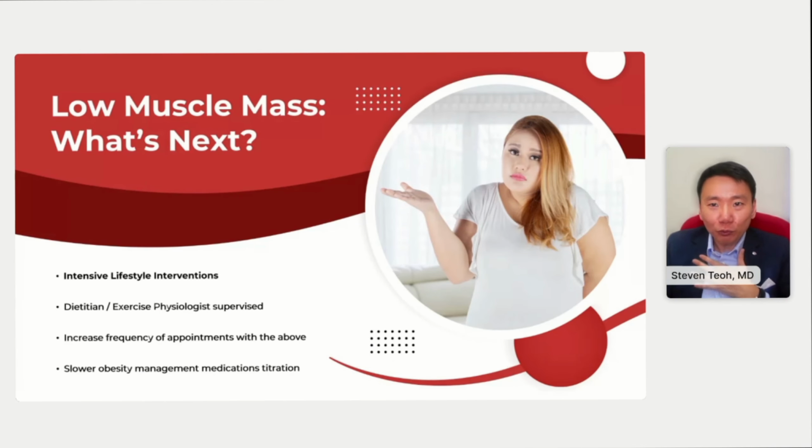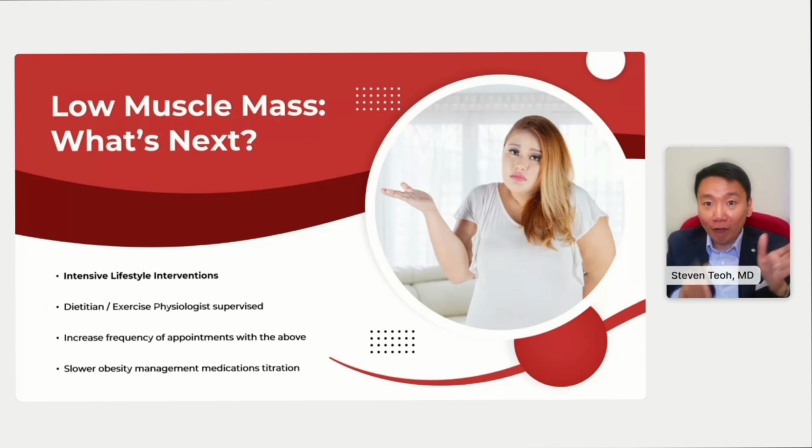So what should we clinicians do when we detect such a scenario? Having said that, the patient probably started off with a very low muscle mass. I will definitely intensify the patient's lifestyle changes plan, or even start the patient on a structured lifestyle intervention or program if they have not already done that. And this may include dietitian or exercise physiologist referrals.